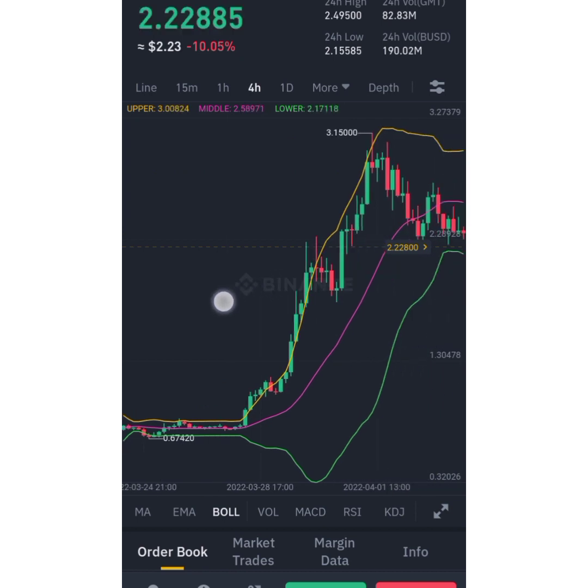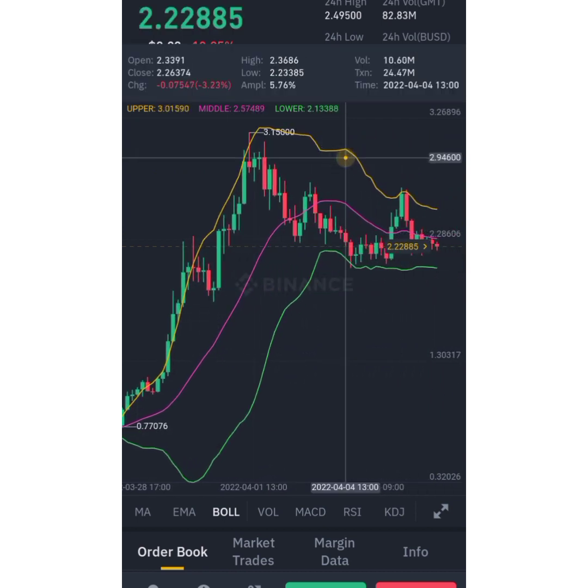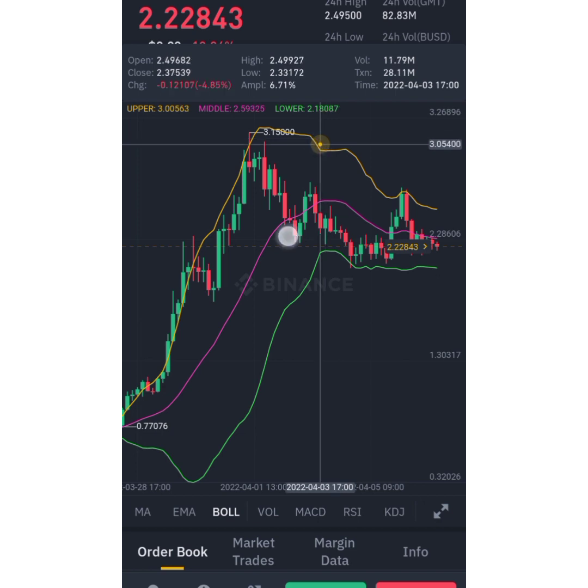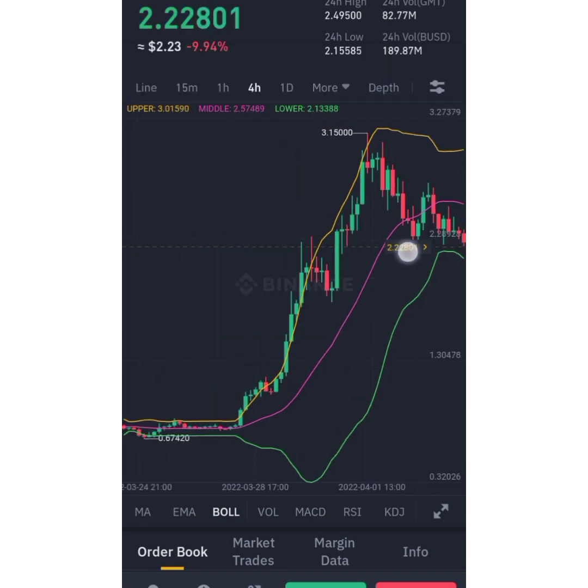So now you can see here we have the Bollinger Band, and then we have two bands: the upper band, which is the yellow, and the green at the bottom, which is the lower band. The distance between this yellow band and the moving average is set at 2 standard deviations, same as the green. The distance between here is set at 2 standard deviations.